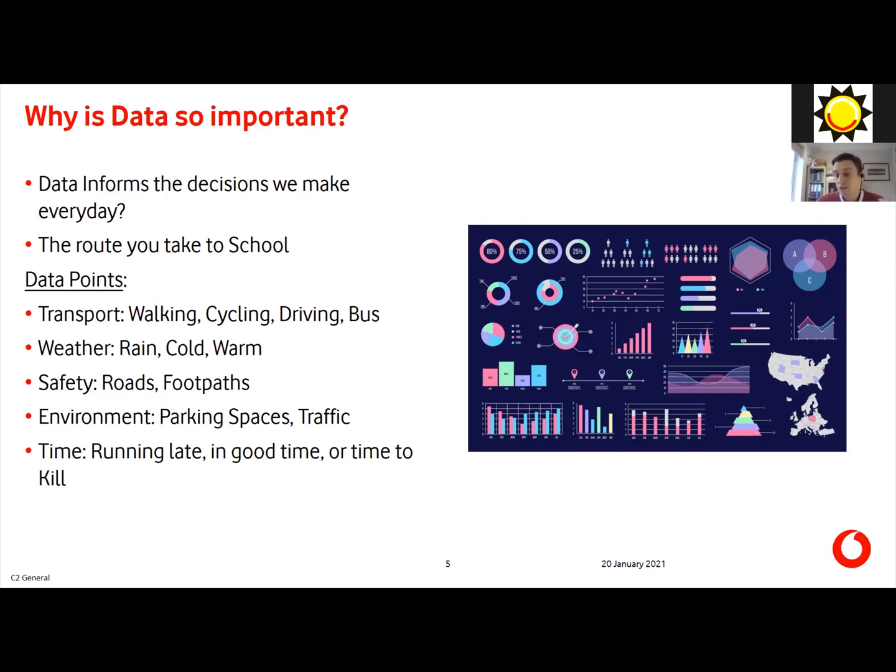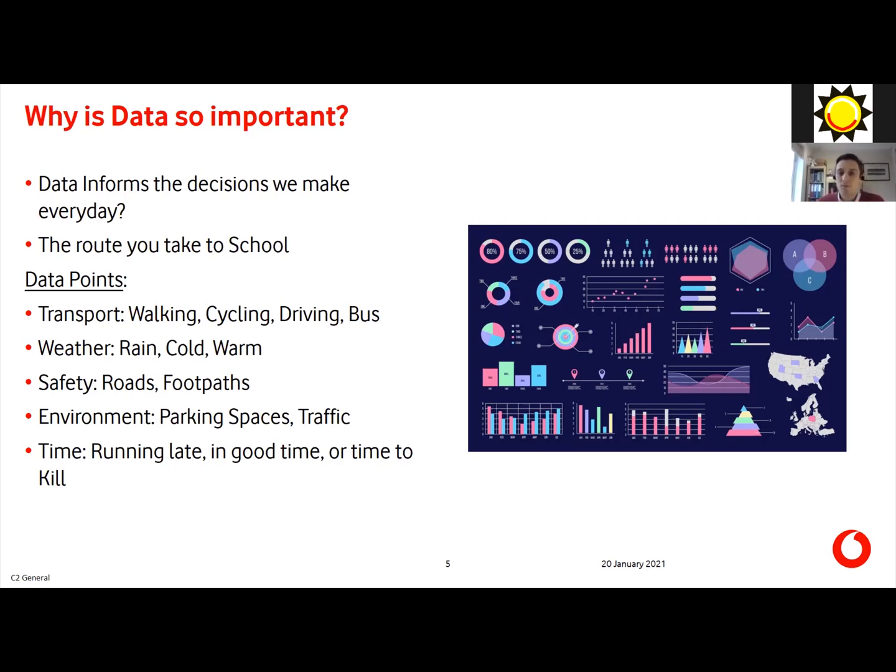And then the environment when you get there. What are the parking spaces like for your parents? Can they drop you off 5 miles away from the school, so there's no point in driving? Is there parking near to there? What's the traffic like? Is it therefore quicker to walk even though it's raining? And then the time. Are you running late? Have you got plenty of time? Have you got time to kill? If you got up nice and early, you've had your breakfast, you might want to take a nice walk into school on a nice summer's day.